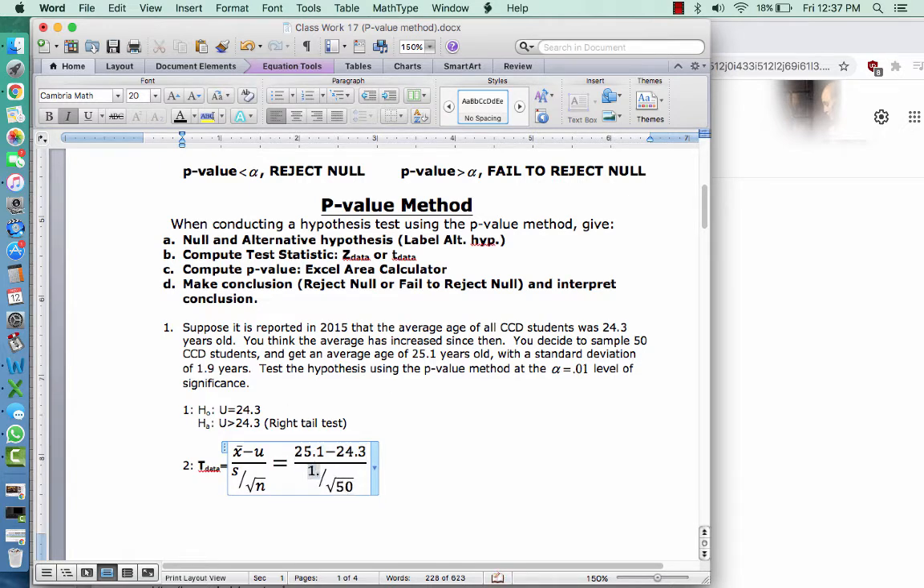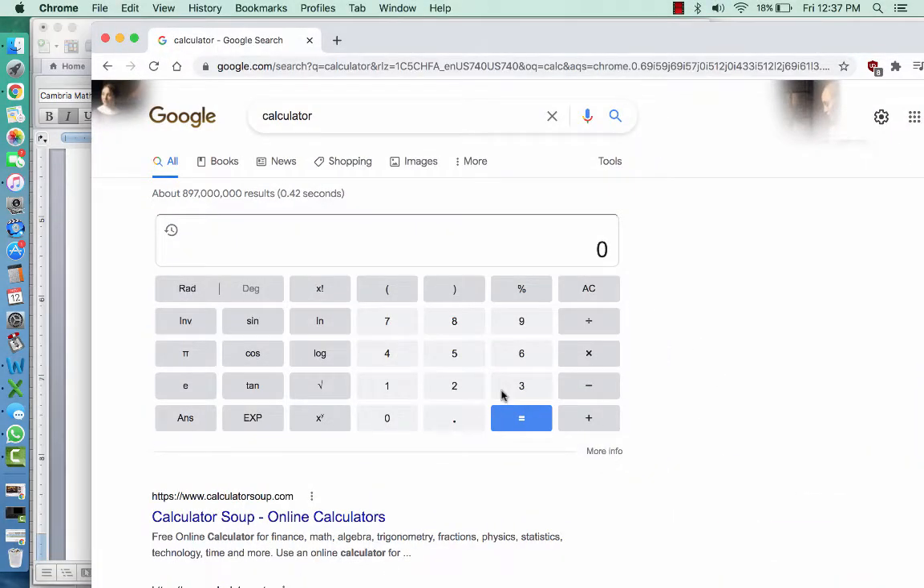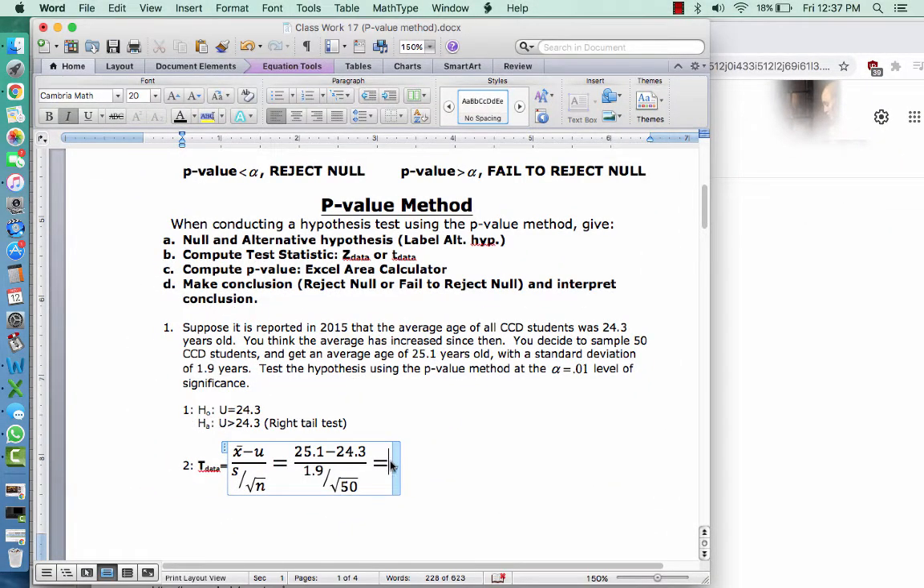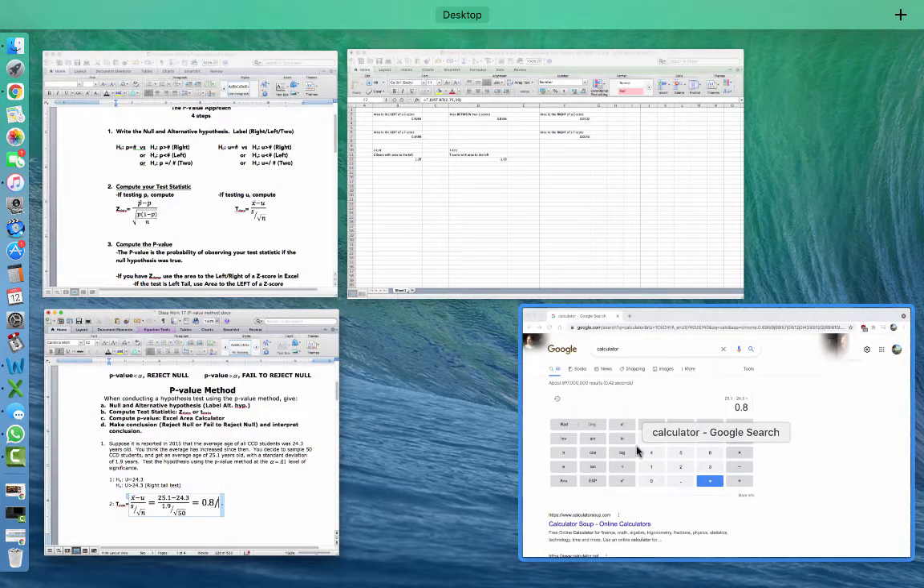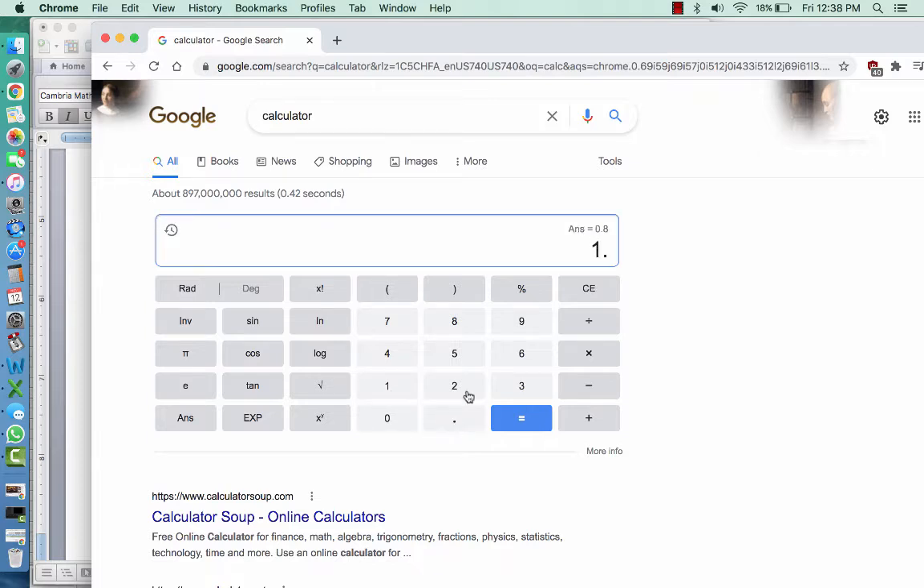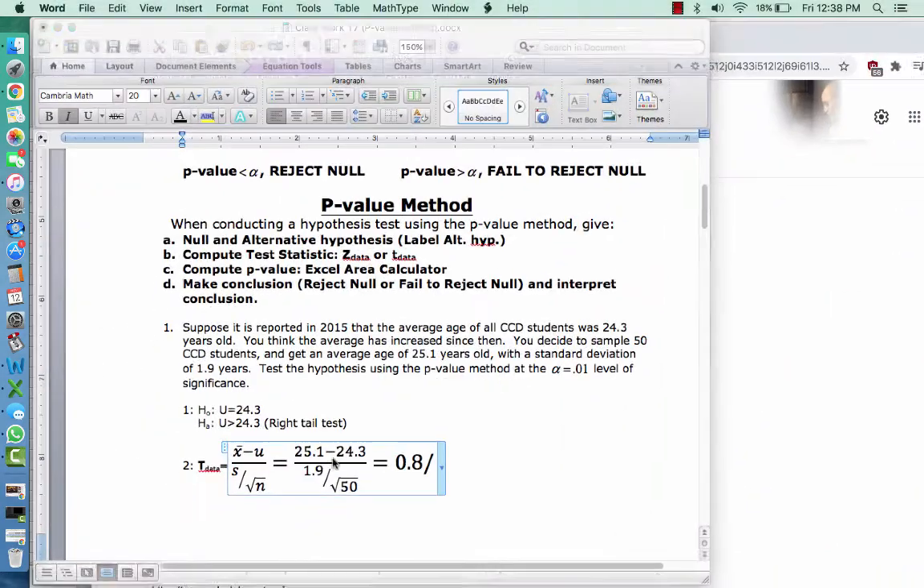So we got to plug this information into the formula. When I do a test statistic, just because it's a little bit more complicated than your average t or z score, we make sure to do the top, write it down, do the bottom, write it down. So I got to do 25.1 minus 24.3, that's 0.8. So on the top I have 0.8 divided by, now on the bottom I got to do 1.9 divided by the square root of 50. So I'll go to 4 decimals, 0.2687.